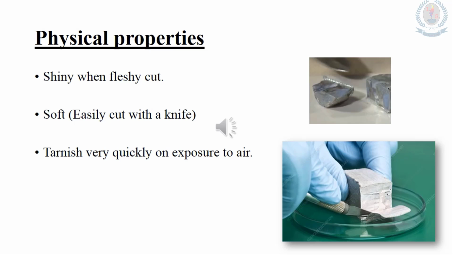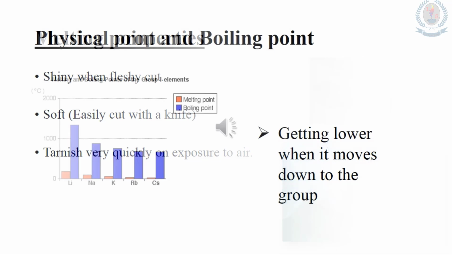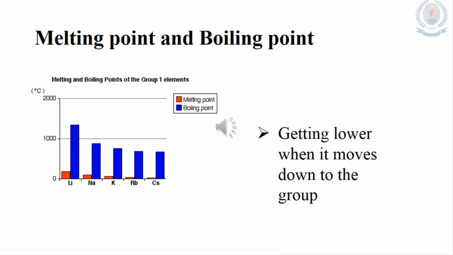Let's see what the physical properties of these metals are. These metals are very soft, so we can cut them easily with a knife, and they are very shiny and silvery when freshly cut, but tarnish very quickly with exposure to the air. The melting points and boiling points of these metals are very low and get lower as you move down the group.